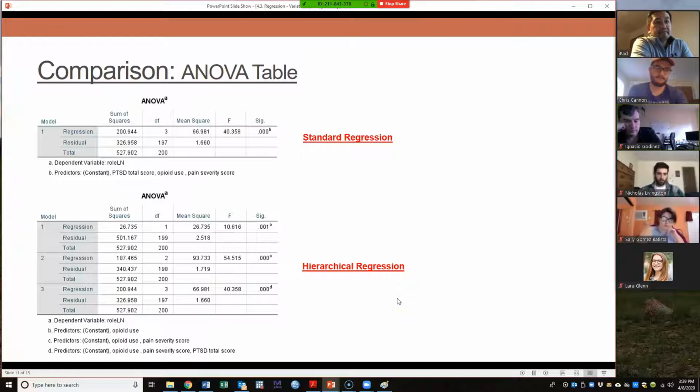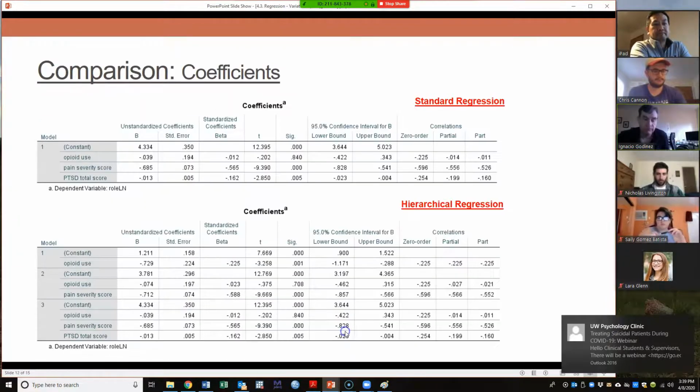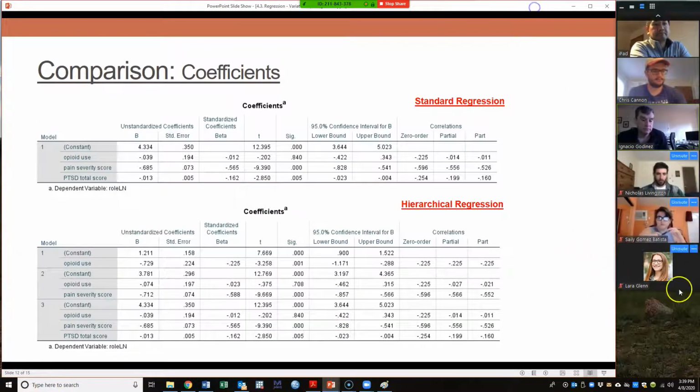Ignacio, what's going on between this one and the last step? You are just including the PTSD score. Right, part of the new full model. And so how does this ANOVA table compare to the one at step three? It's identical, right? And then if we go down and take a look at our coefficients, same thing.